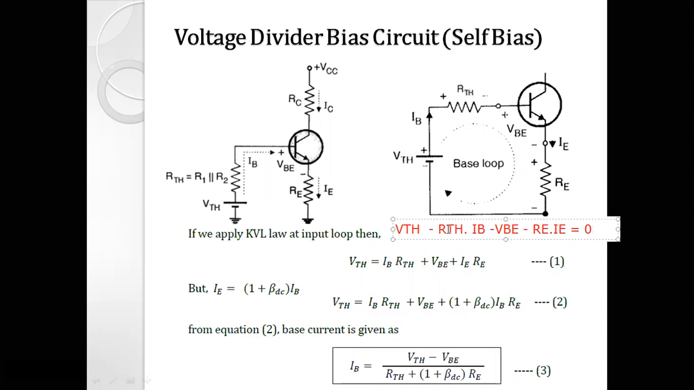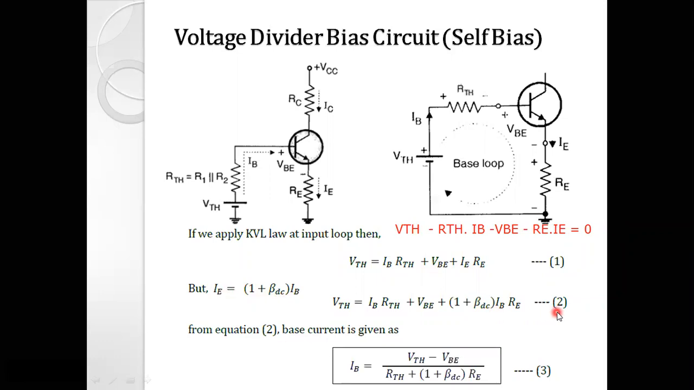And by sending all the terms except VTH to the right hand side, we get equation number 1, that is this one, right? But what is IE? IE is equal to 1 plus beta times IB. So we can substitute IE as 1 plus beta times IB.